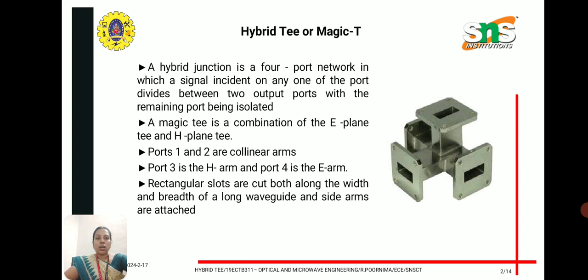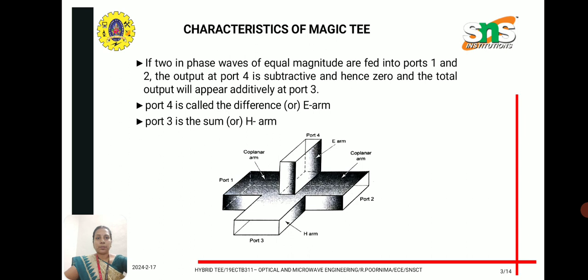The rectangular slots are cut both along the width and breadth of the long waveguide and the side arms are attached. So the wave transfer is similar to that of E plane and H plane Ts. Here are the characteristics of magic T. If two in-phase waves of equal magnitude are given to ports 1 and 2, what happens at H plane T? The output at the H arm is additive, and at the E arm it is the difference. The same properties apply here.